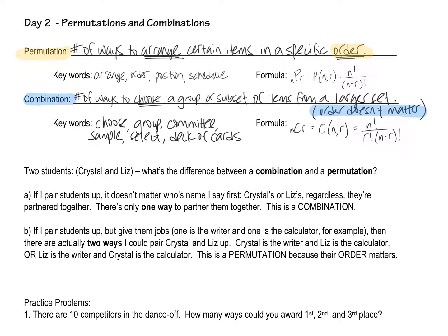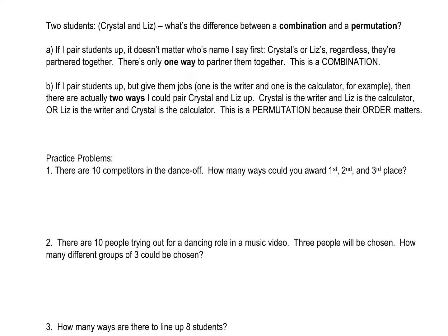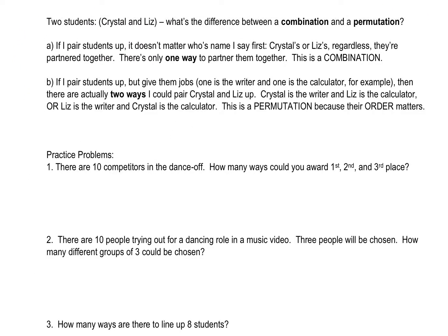But just to kind of introduce the difference between permutation and combination, I've got to give a shout out here. I've got two students. Pretend they're Crystal and Liz. What's the difference between a combination and a permutation? So big major difference. Let's say that I am pairing students up. Then it doesn't matter whose name I say first. If I call Crystal first or if I call Liz first, regardless, there's only one way to put them in a group. It's by calling both of their names, and the order doesn't matter. There's only one way to put them together. This is called a combination.